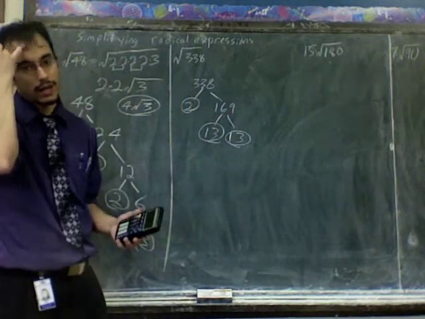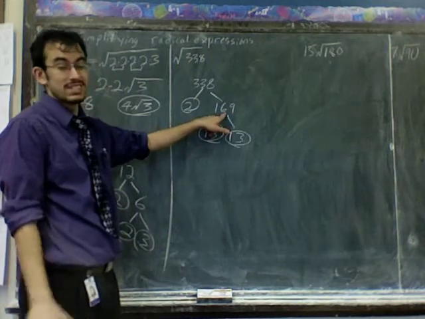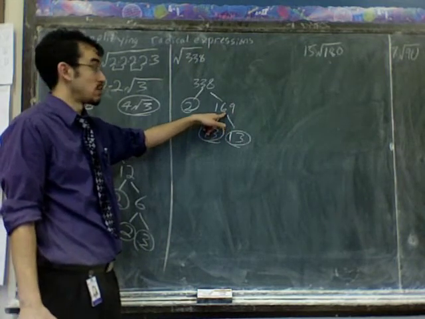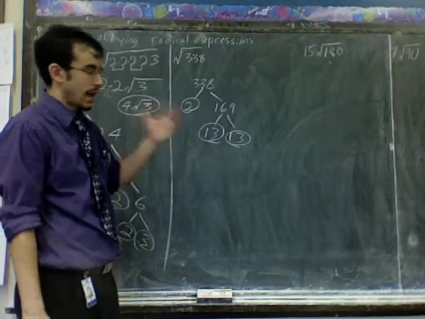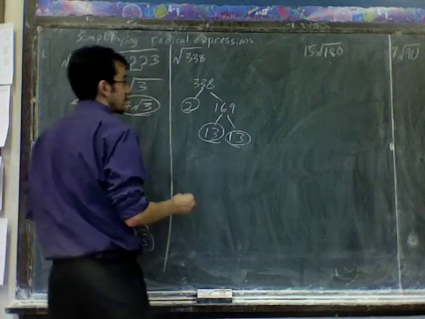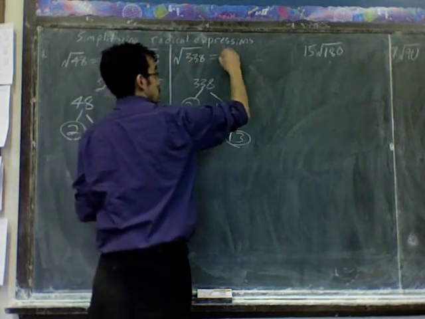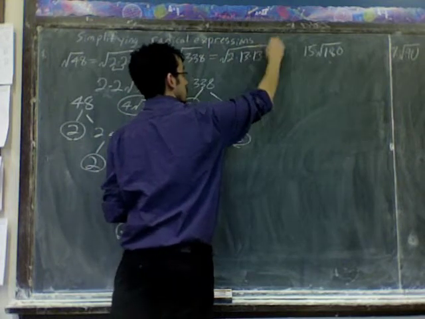Sometimes you have to try a lot of numbers. What would have been helpful to know is that 169 is a perfect square. The square root of 169 is 13, because 13 times 13 gives me 169. That would help a lot. So knowing your perfect squares up to 25 is very useful. So I can rewrite this as square root of 2 times 13 times 13.